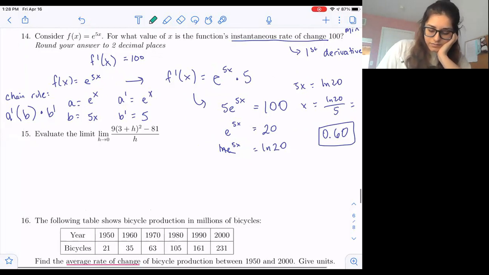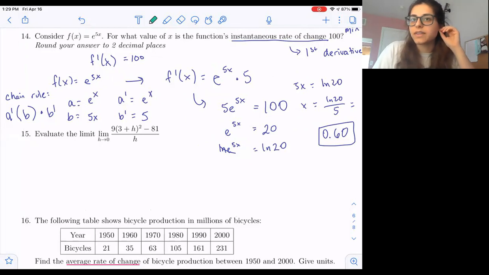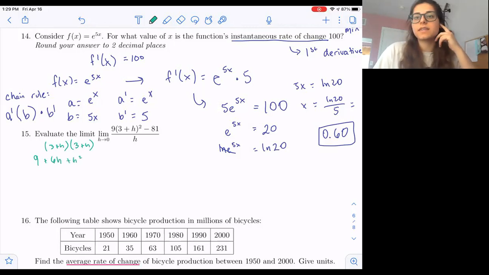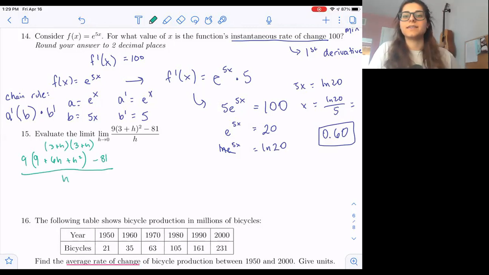So we have 9 times 3 plus h squared. First I'm going to FOIL out that 3 plus h squared. So 3 plus h times 3 plus h. 3 times 3 is 9. 3 times h is 3h, plus that 3 times h is 6h. And h times h is h squared. So that's what that expression is. That's all multiplied by 9 minus 81 over h. So all I did was expand it a little.